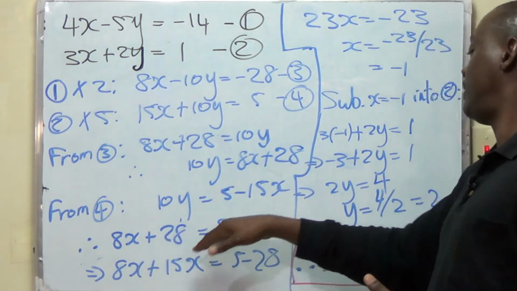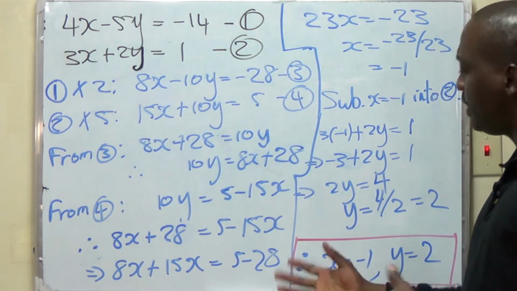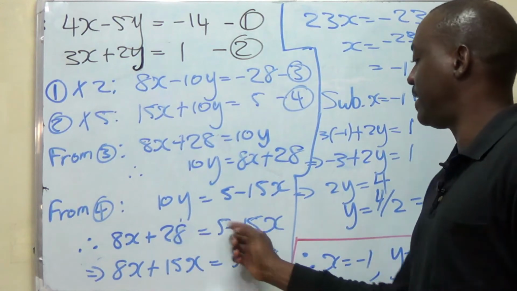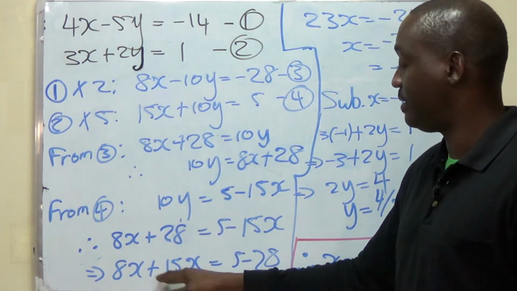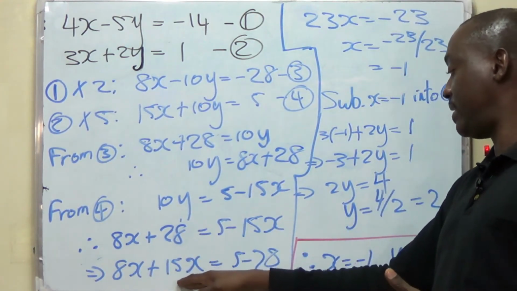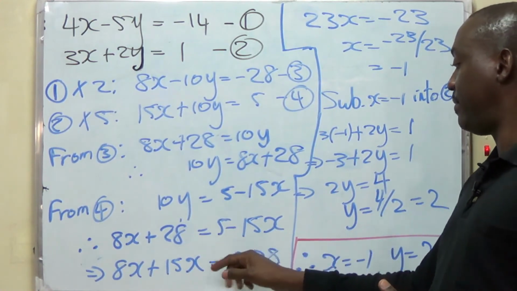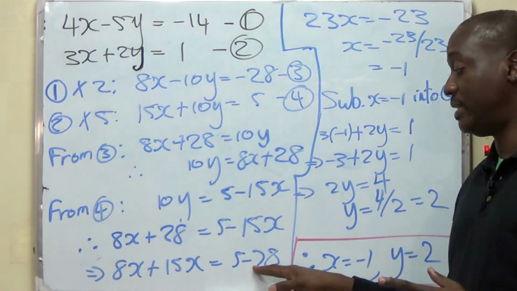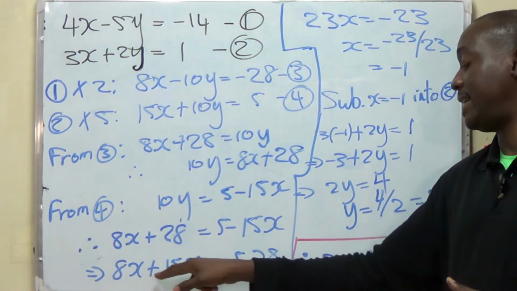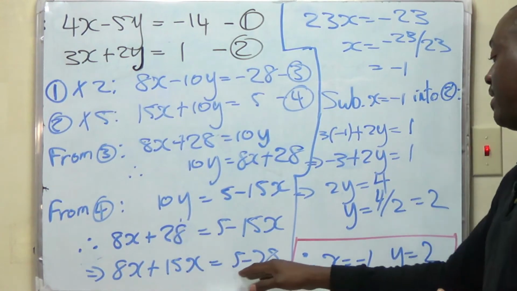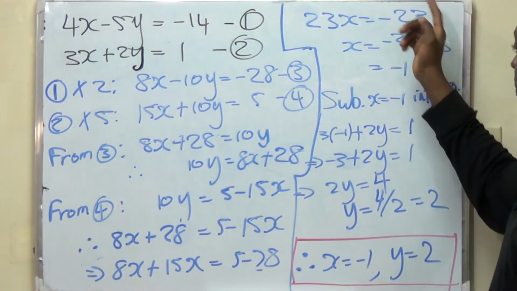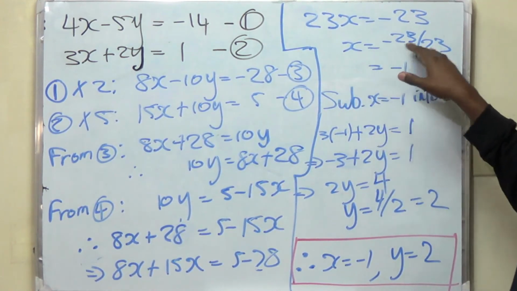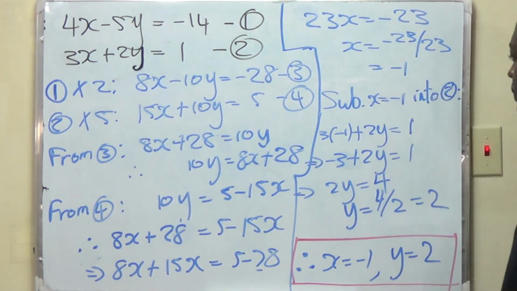So this 10y must be equal to this 10y. So 8x plus 28 is equal to 5 minus 15x. You bring all the x's across on the left side. So 8x minus 15x coming across here will be plus 15x. 8x plus 15x is 23x. 23x is equal to 5. You take this plus 28 here and you bring it across here to get minus 28. So 23x is equal to 5 minus 28, which is minus 23. So 23x is equal to minus 23. x is equal to minus 23 over 23, which is equal to minus 1.